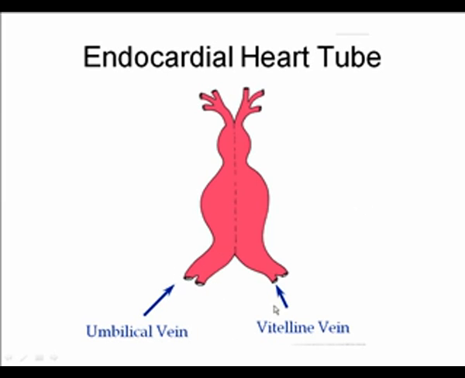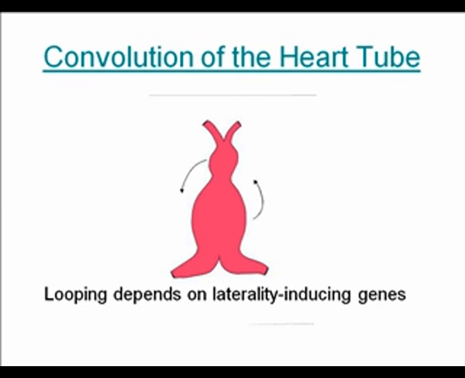Once again, we want to point out that the vitelline veins, the umbilical veins, and not shown here, the cardinal veins, all will empty into the two sinus horns. The next thing that's going to happen is looping. And again, looping depends on laterality inducing genes, that is, there are right-hand genes and left-hand genes. And that will cause convolution of the heart tube.